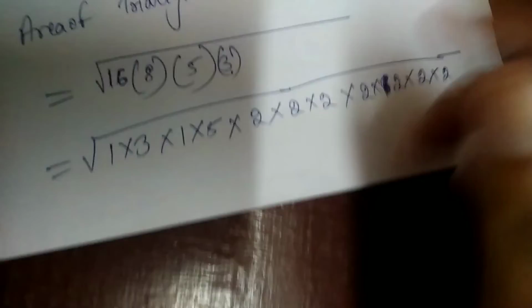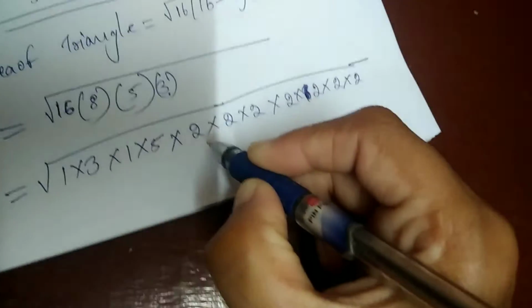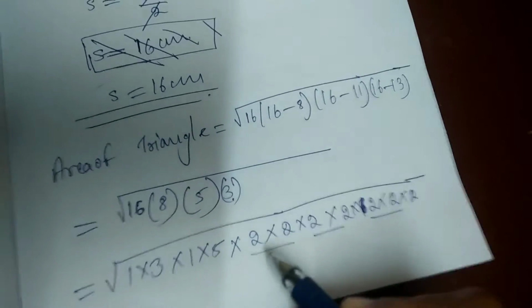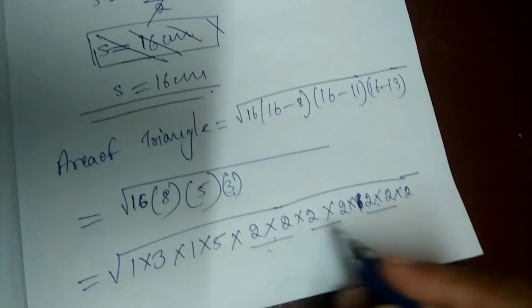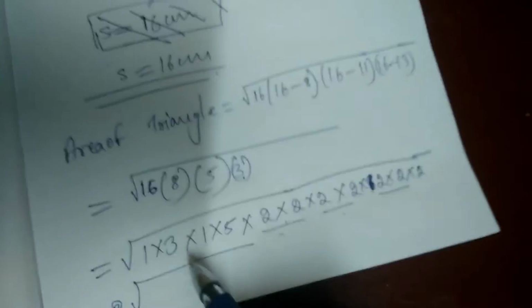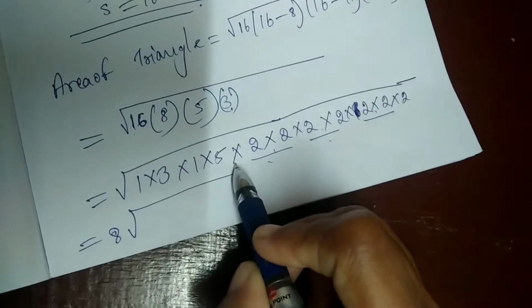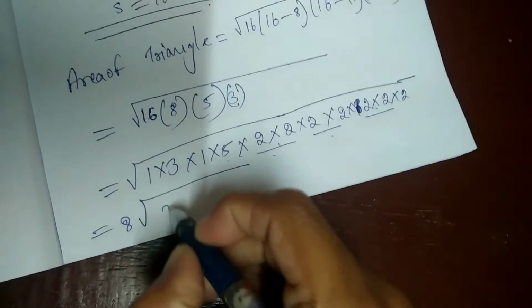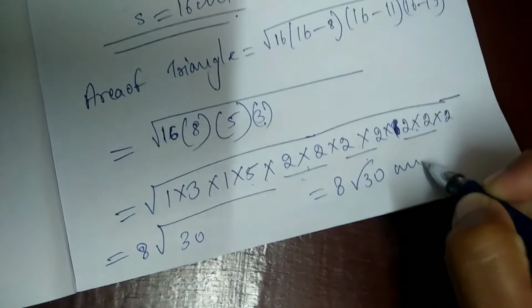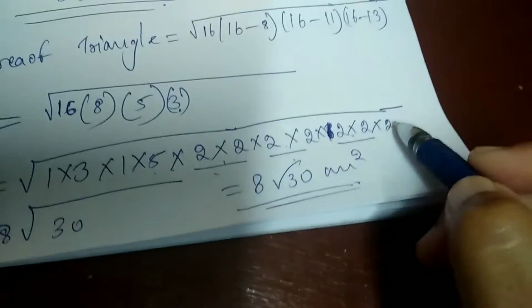Now what you have to do is find out. See, you have to match it. 1, 2, 3. So you get what? 3 pairs. So 3 pairs will come out. 1, 2, 3. So what is 2 into 2? 4. 4 2s are 8. So 8 will come out. What is inside? 3 5s are 15. And 15 2s are 30. So 8 root 30 would be the answer. Okay. So once you are done, underline it.